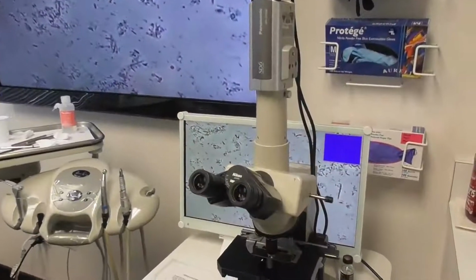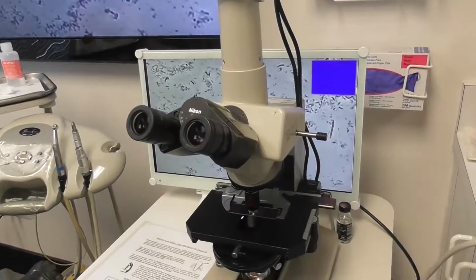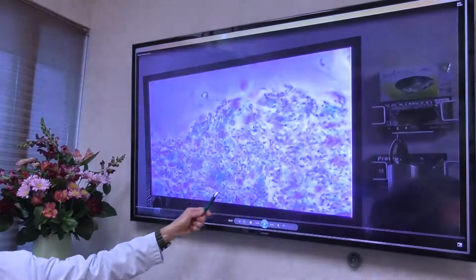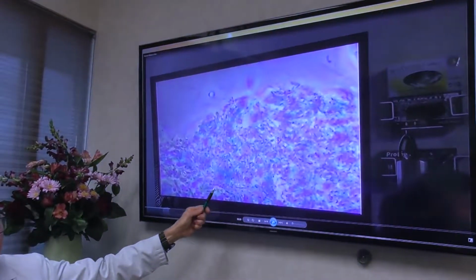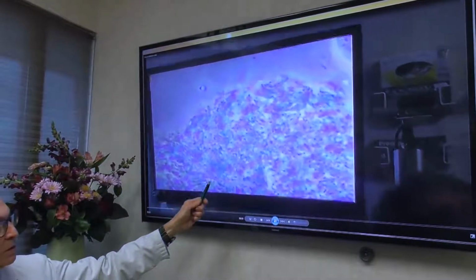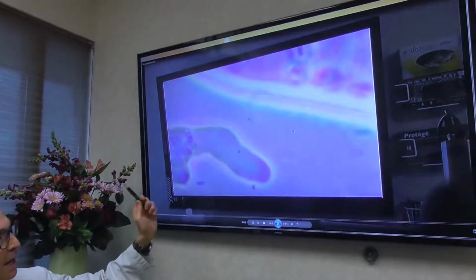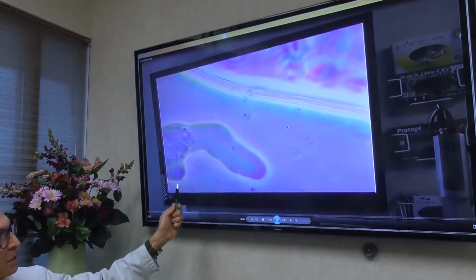There was a patient in just yesterday, and we take a microscope slide on almost all of our patients. So when we took the slide, this is what we saw. Initially we see plaque. Now, plaque is not necessarily harmful in itself. What we're really looking for is moving bacteria. We're looking for parasites and bacteria that are related to gum disease.